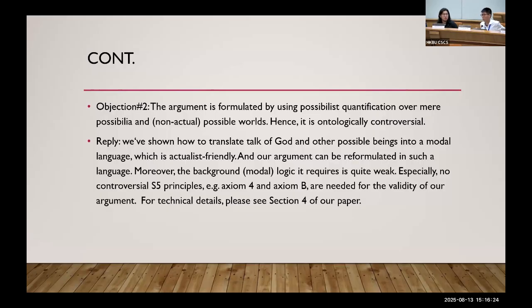As mentioned by Hong earlier, the third contribution our paper intends to make is that we show that a lot of talk about possibilities, talk about God and about possible beings, can be translated into actualist-friendly talk. So we don't need to worry about this kind of Quinean objection to the whole project of perfect being theology. We can do it in an ontologically conservative way. Okay, so I think this is our presentation. Thank you.